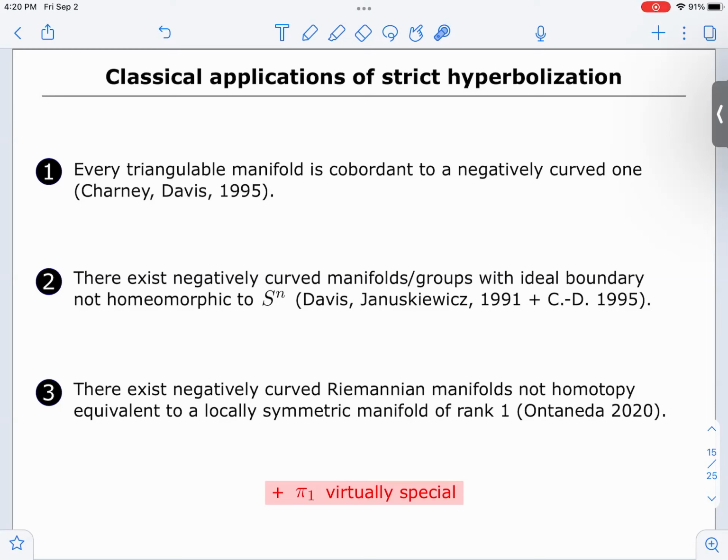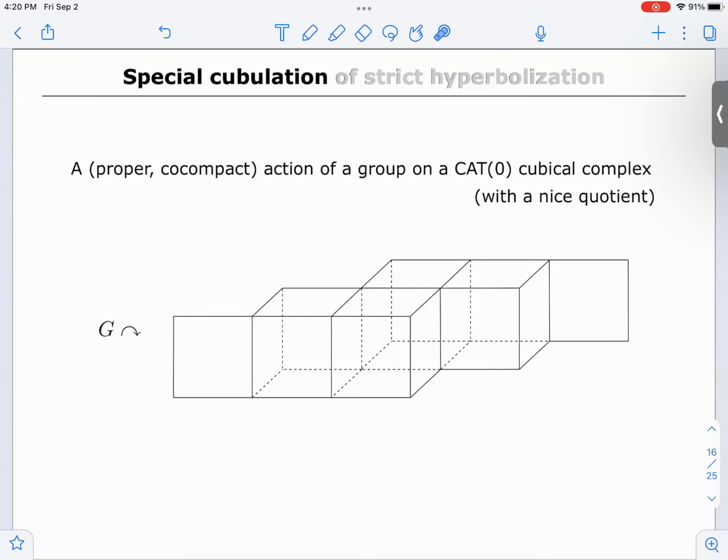So while the geometric topology is very wild, the algebraic topology of these manifolds is pretty constrained. The fundamental group is very nice. Okay, how do we get that? How do we get this virtual specialness? Of course, we use special cubulation for that.